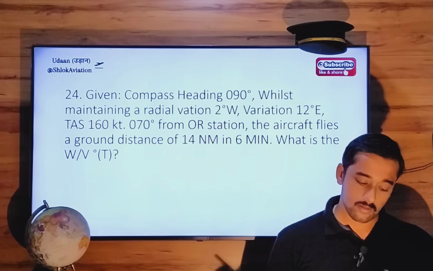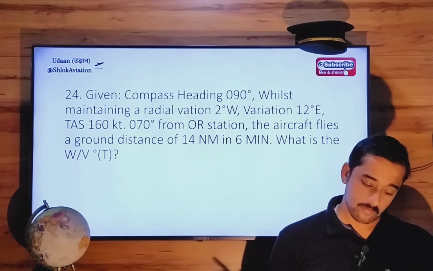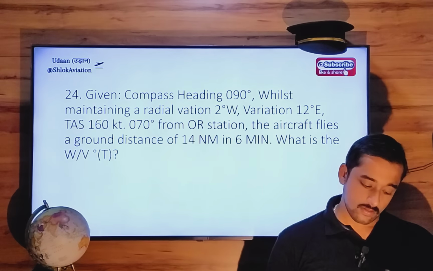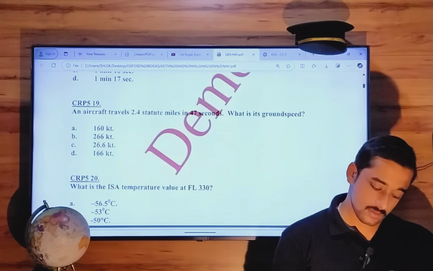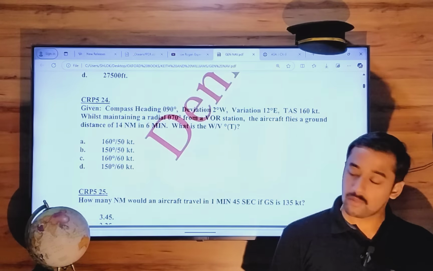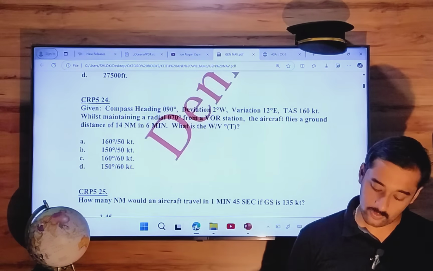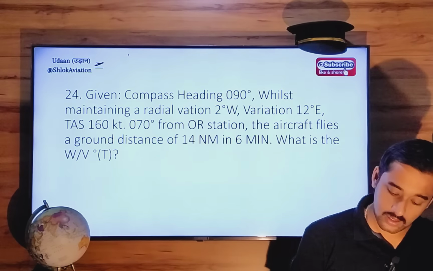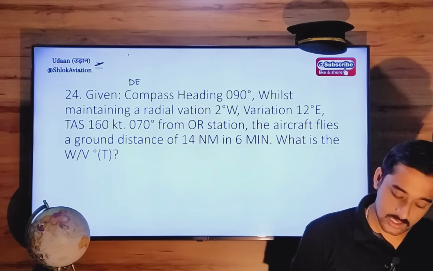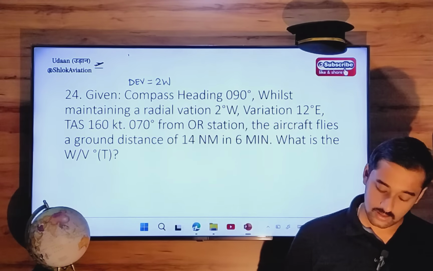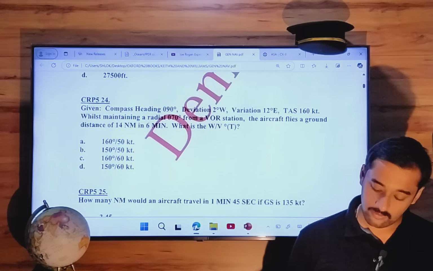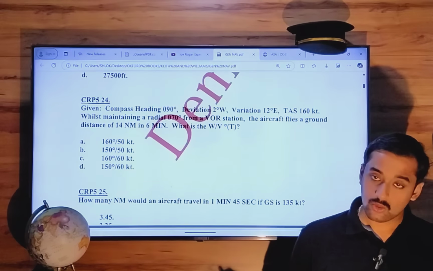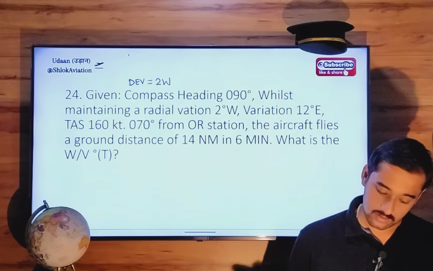Compass heading is given 090, while maintaining a radial. So compass heading 090, deviation to west. So deviation is 2 degrees west. Variation is 12 east, which is written here, and speed is 160 knots.